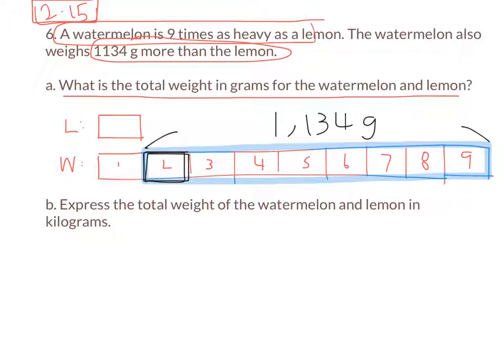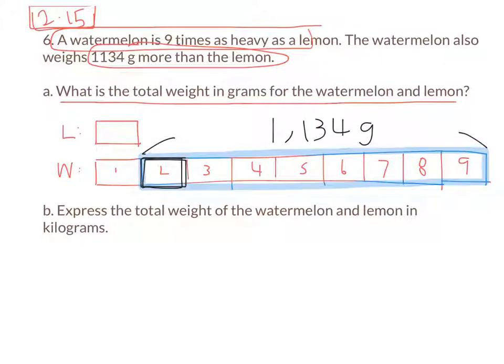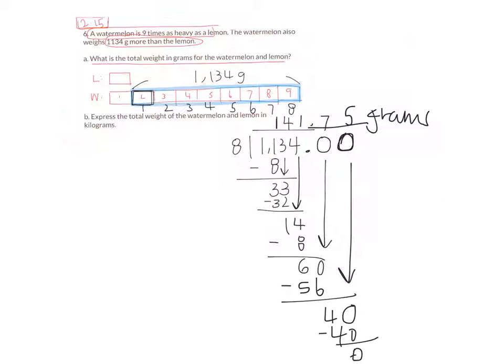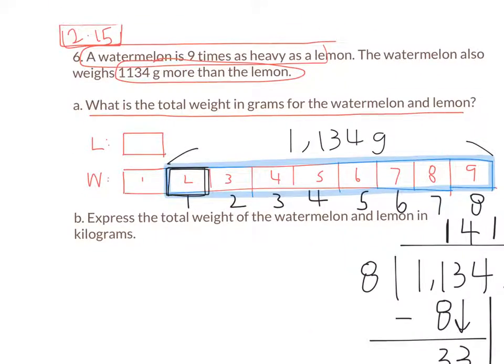How could I use that information then to find out how much they weigh all together? Actually, let's just do that. Let's solve this problem. Okay, so if I know that the watermelon is 9 times heavier, I can take the difference, which is 1,134 grams, and divide it by how many equal sections? 1, 2, 3, 4, 5, 6, 7, 8. I could divide it by 8 sections. So I could do 1,134 divided by 8. So if we reread the question again, we can see that we're trying to find the total weight for the watermelon and the lemon.